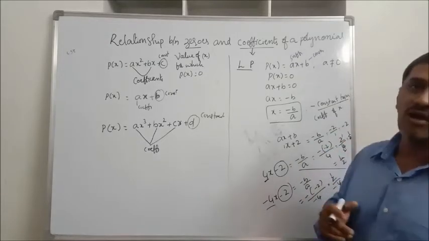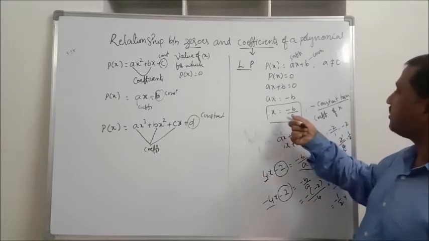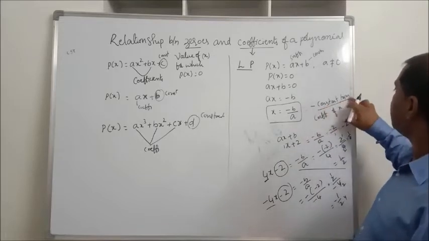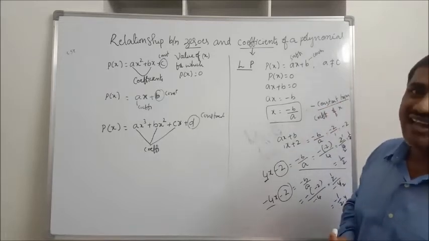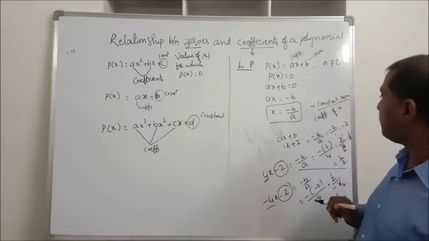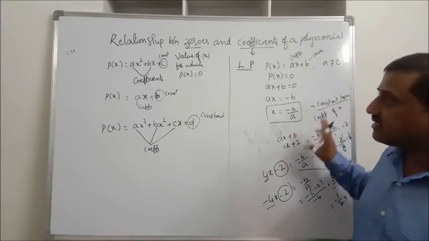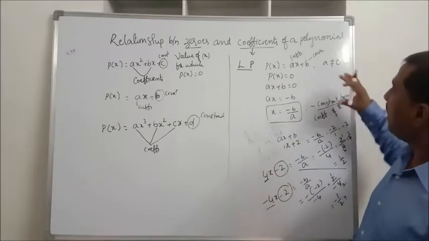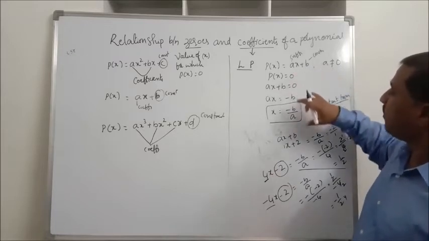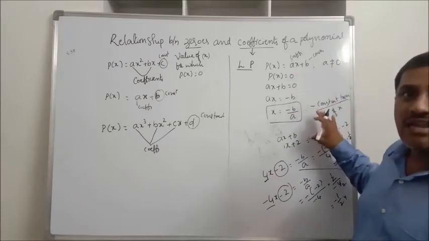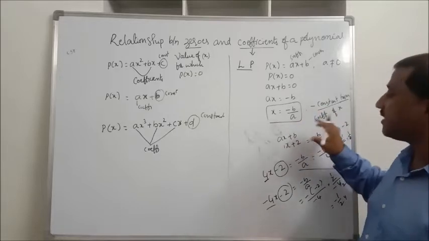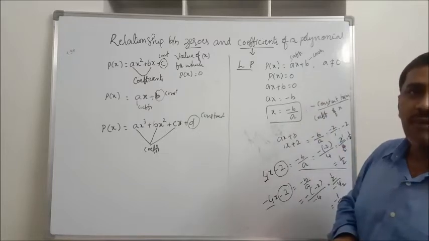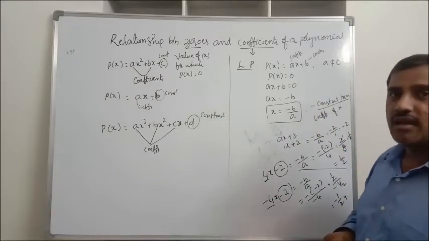So what is the relationship? For the zero of a linear polynomial, it is nothing but minus of constant term divided by coefficient of x. Did you understand, children? What are coefficients? What is the zero of a polynomial? What are constants? And the relationship between the zero of a polynomial and the coefficient of a linear polynomial, that is x is equal to minus b by a. From the general form we got x is equal to minus b by a. Did you understand, children?